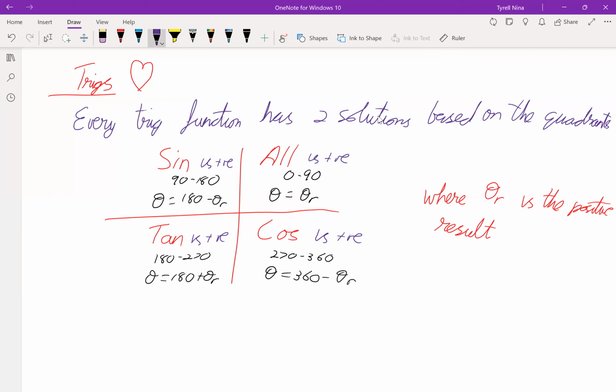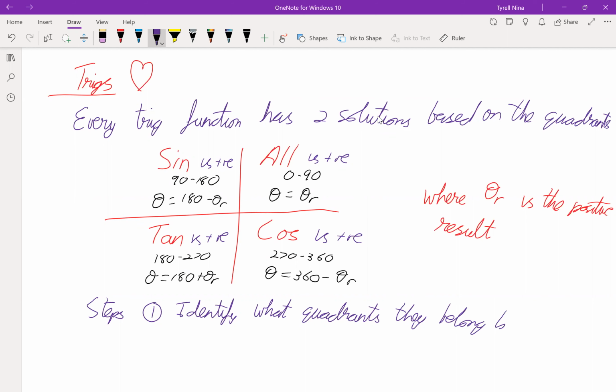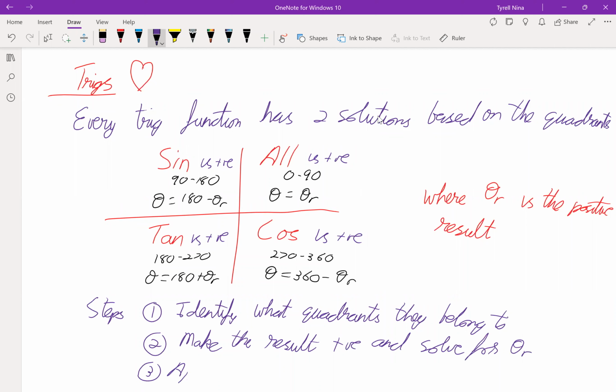So what is the method, right? So the steps. 1, identify what quadrants they belong to. 2, make the result positive and solve for theta r. 3, apply suitable formulae based on quadrants. So what do I mean by that?